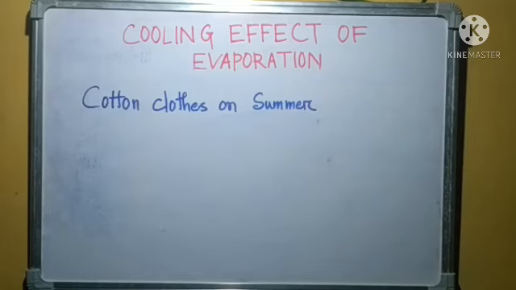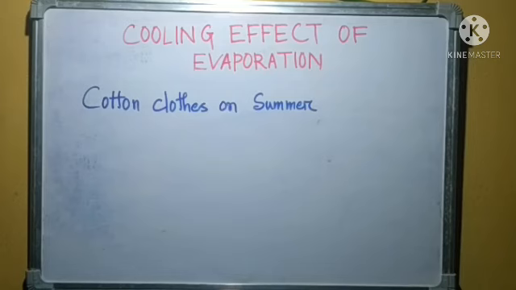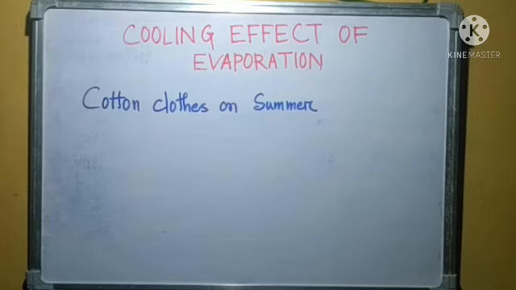Next example: why we use cotton clothes in summer. Our body has a fixed temperature. During summer, the temperature of the surrounding increases. When the temperature increases, our body always tries to maintain its temperature. So when the temperature of the surrounding increases, our body itself decreases its temperature and tries to keep us cool.